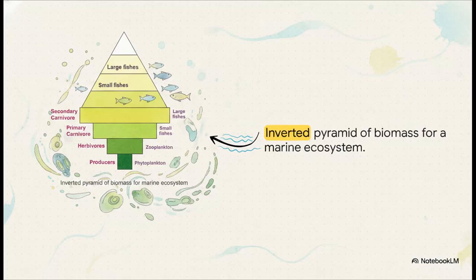And speaking of inverted pyramids, pay close attention because this is a classic trap you will likely see on your exam. In a marine ecosystem, a pyramid of biomass is entirely upside down. I mean, how on earth can a tiny amount of producer phytoplankton support a huge mass of zooplankton? The answer is their incredibly high turnover rate. Phytoplankton reproduce super fast.